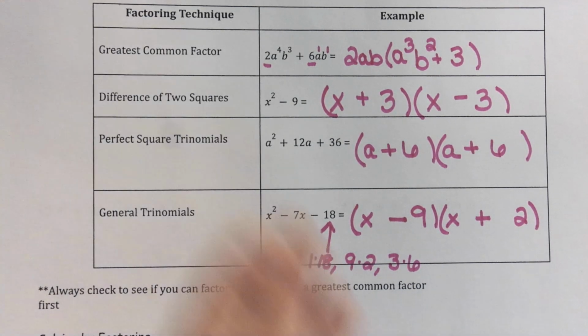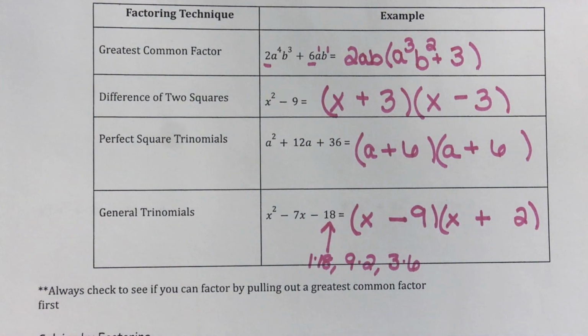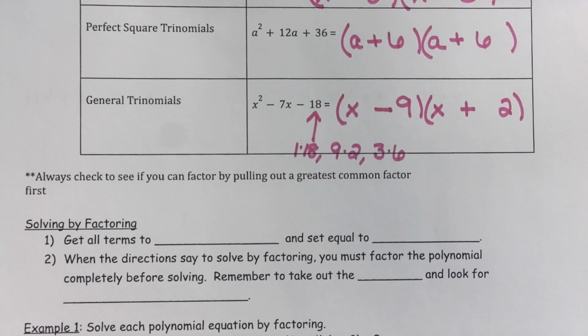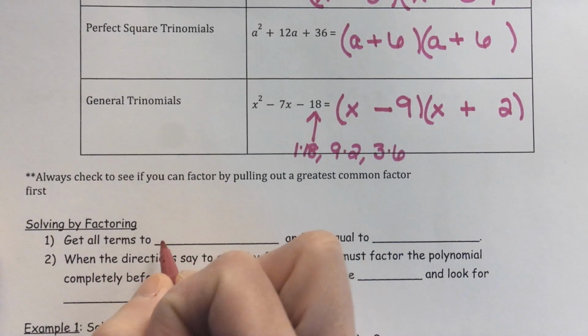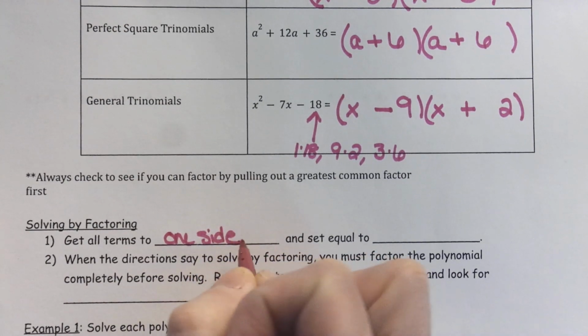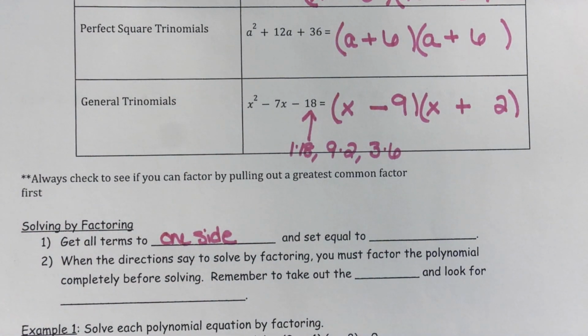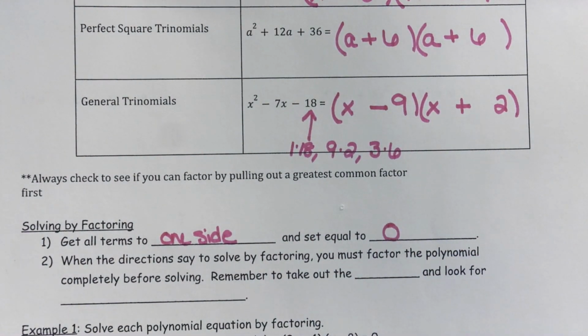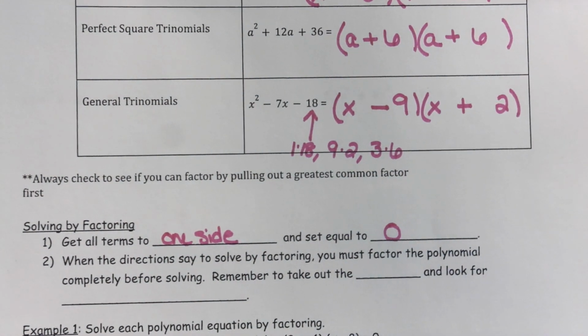So now let's talk about how we can do all this but also solve. So we've got to do this, but then there's a second step. So we need to get all terms to one side. It doesn't matter which side it is. Usually we move everything to the left because then we want everything set equal to 0. So move everything to one side. Which side? Doesn't matter. Whatever your favorite side is.